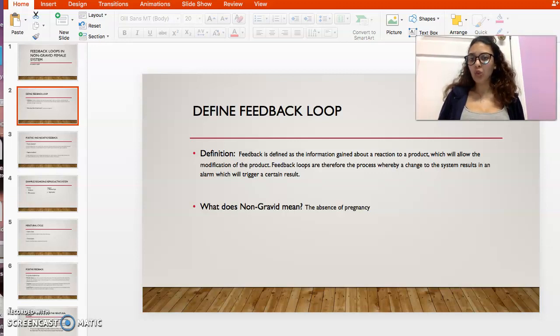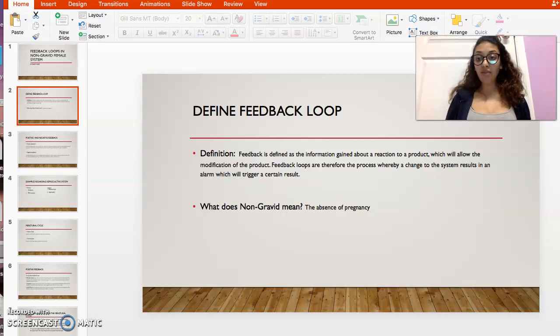So what is a feedback loop? What is non-gravid? So feedback loop is defined as the information gained about a reaction to a product which will allow the modification of the product. The feedback loops are therefore the process where a change to the system results in an alarm which will trigger a certain result. So going from there, this feedback loop will result in either an increase in the change to the system or reduce it to bring it back to normal. They are important in that they allow organisms to maintain homeostasis.